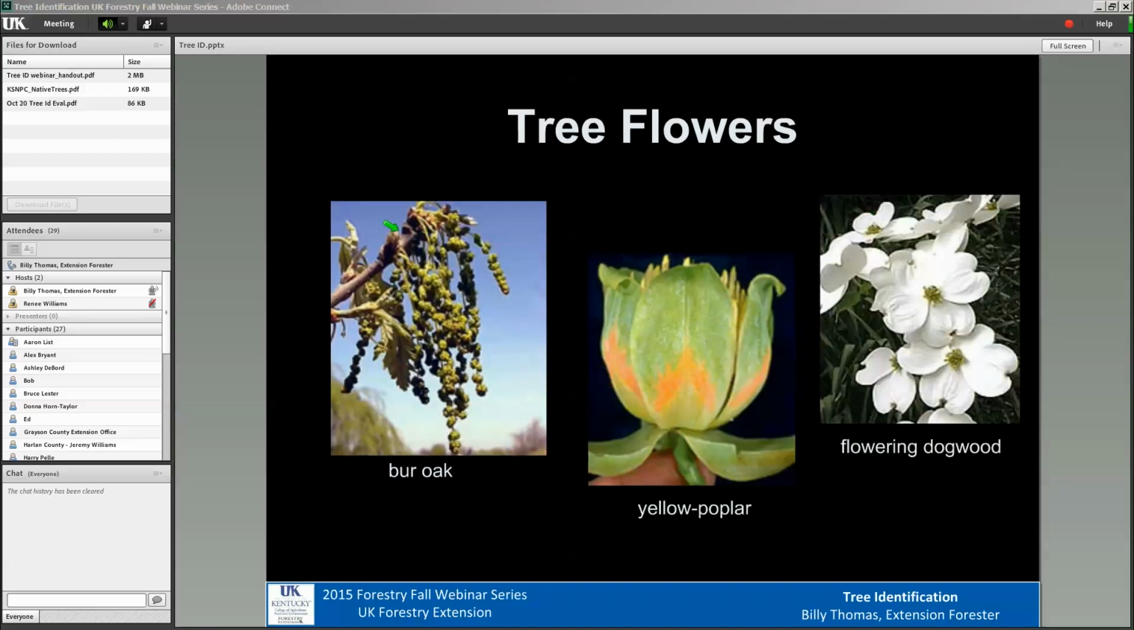All right, next let's talk for a moment just about tree flowers. Sometimes the tree flowers are quite showy and other times not so much. The one on the far left is a bur oak flower. It's kind of a whole cluster of different flowers there.